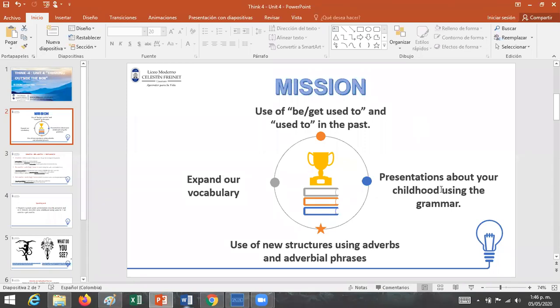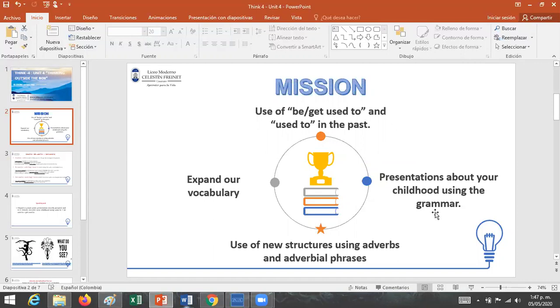forget them. You are going to do some presentations about your childhood using this grammar, okay, the things that I am going to explain to you today. So later this week, it could be this week, maybe Friday, Thursday, I don't know. We will check these presentations. The idea is that you describe your childhood for us, using this grammar, okay?